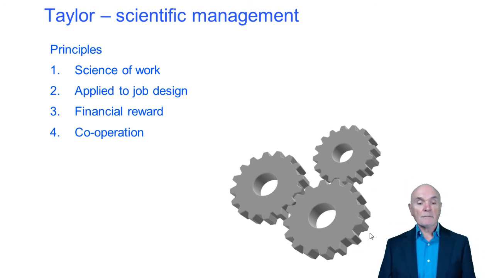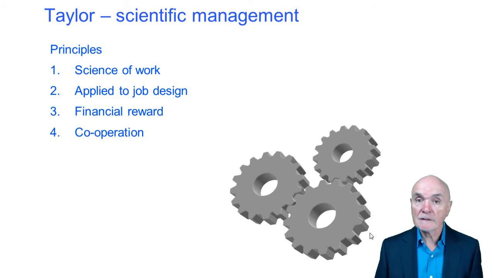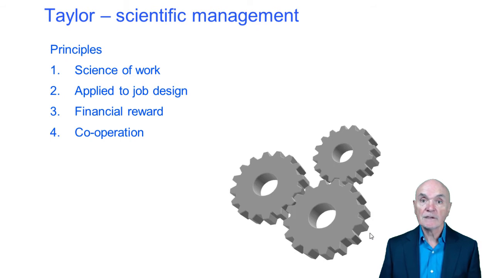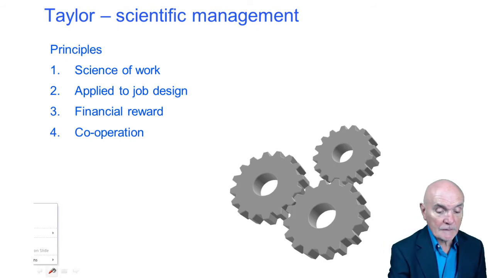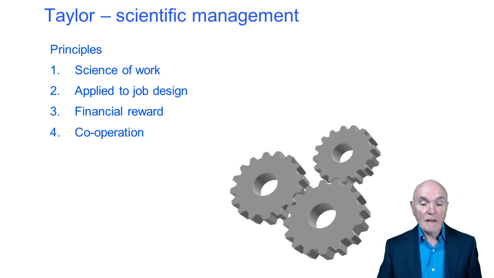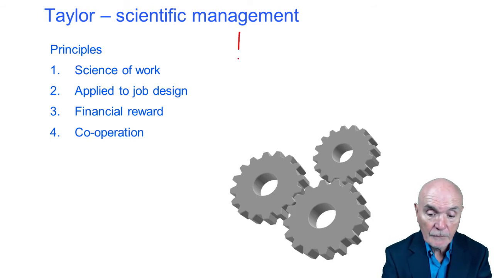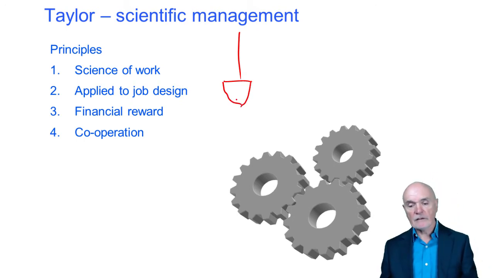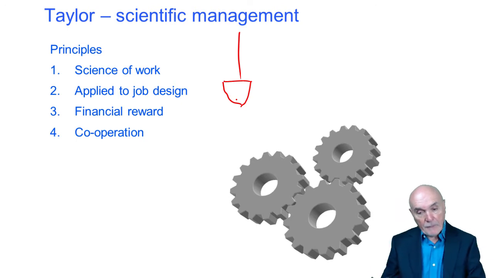So what he did was he applied scientific methods to finding out how best people should do their jobs. And one of the examples he investigated were people who were called shovelers. So a shovel is something like that. It's an implement for moving soil and moving gravel and moving sand manually.